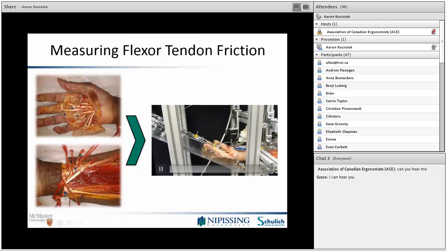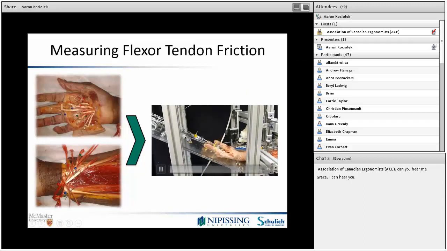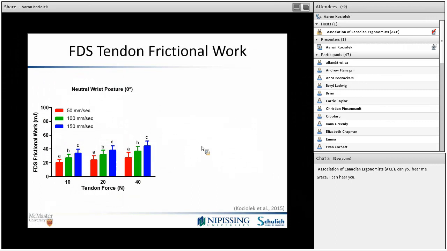You can see these small, lightweight force transducers on each side of the carpal tunnel, which allowed us to start measuring friction as the tendon is moved via a motor. To highlight a little bit of data from this study, this graph shows friction through the carpal tunnel for one tendon in a neutral wrist posture.